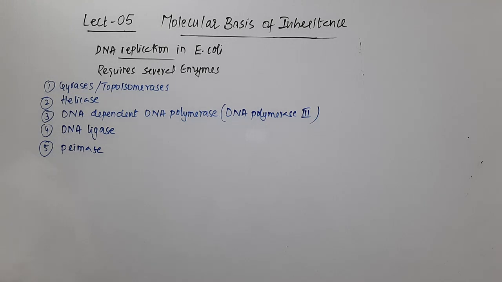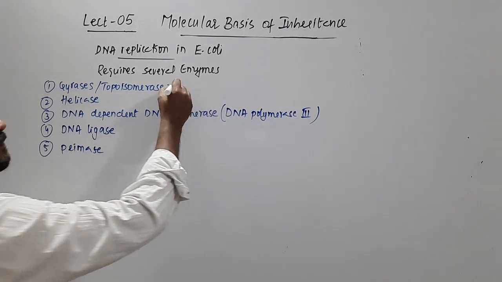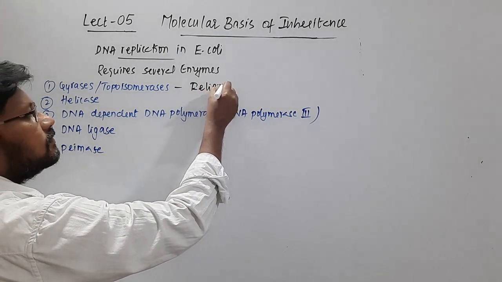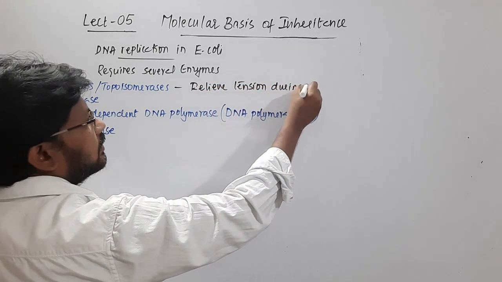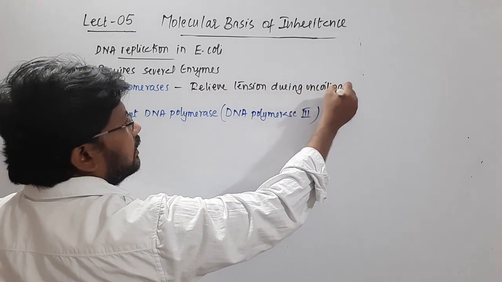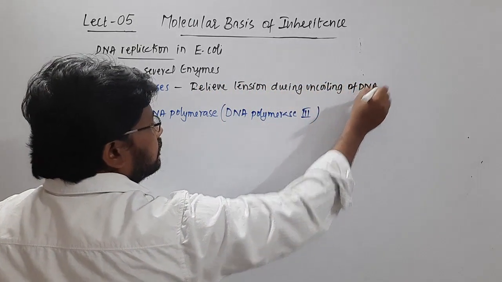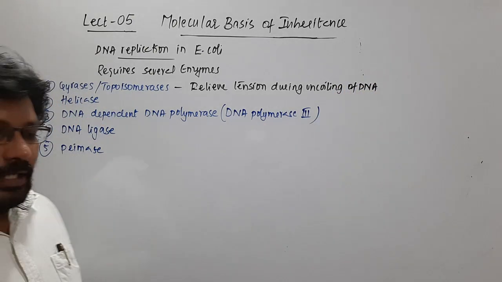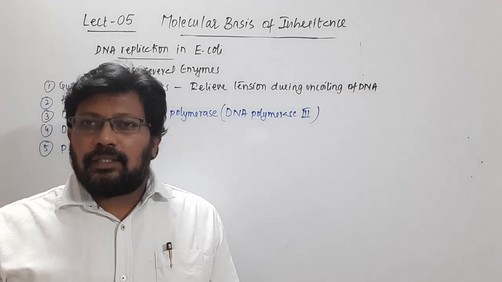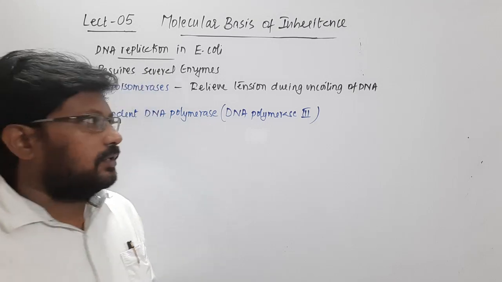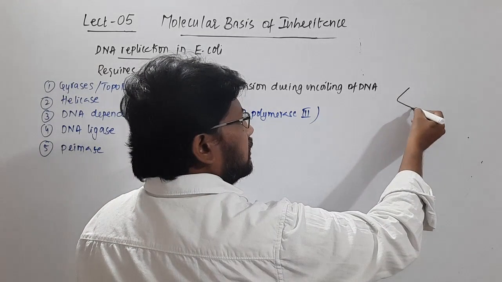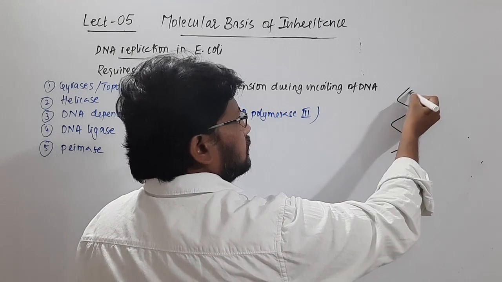The first one, the gyrases or topoisomerases, are the enzymes that relieve tension during uncoiling of DNA. We know that DNA is coiled, and that's what forms the helix. So the double helix, we know, will be seen in this way.